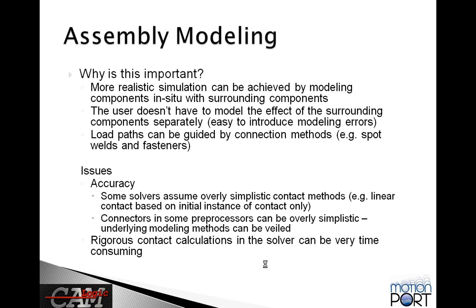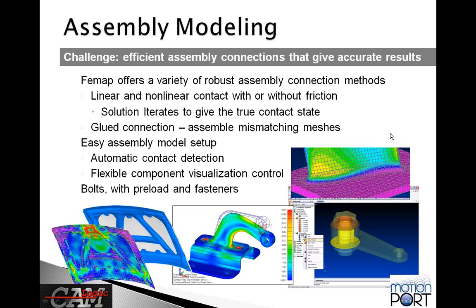So to support the assembly modeling, then what you need is a set of high-quality ways to assemble the different components with each other. So Femap offers linear, nonlinear contact. You can have friction. You can have glued connections. There's automation, definition of the contact, and then another specialized way to connect up multiple parts is the use of bolts, and that involves certain assumptions in order to do it very efficiently and accurately. So those techniques are supported directly in Femap.